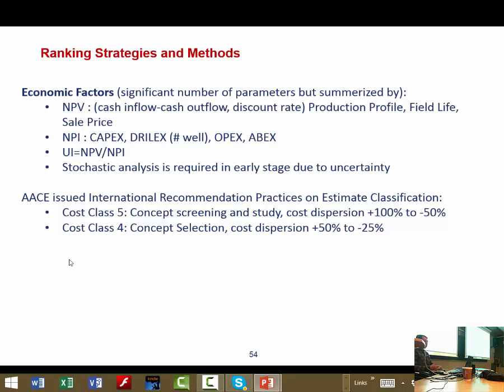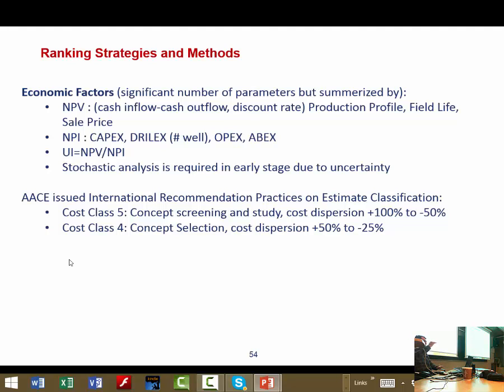And also based on the stage of the project, for example, if you are in the concept screening, because your estimation is quite uncertain, therefore you need to do a stochastic analysis and Monte Carlo simulation to identify the contribution of each parameter in the final decision. But to make some guideline, the American Association of Cost Engineering has issued an international recommended practice on estimation classification, which has been used in all industries.